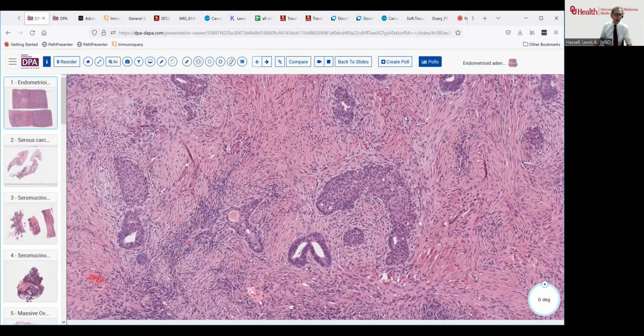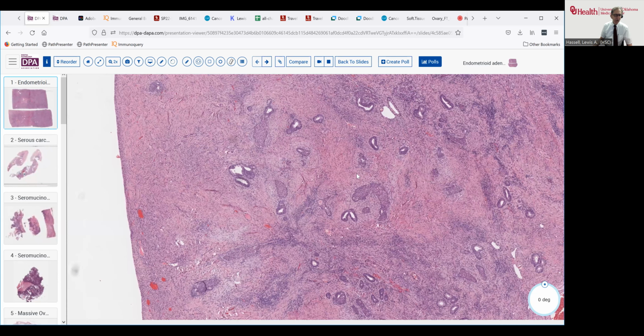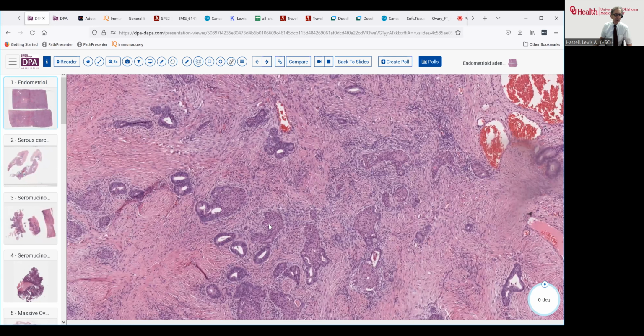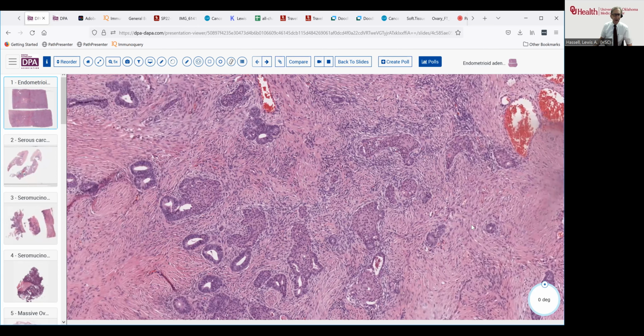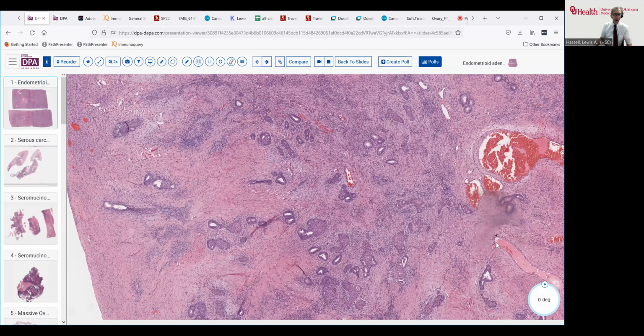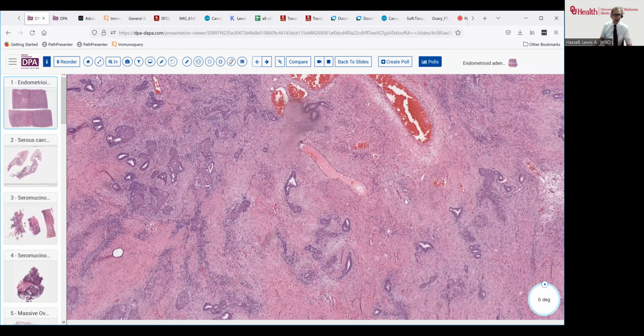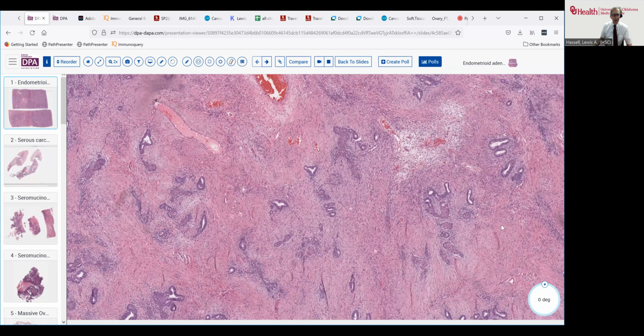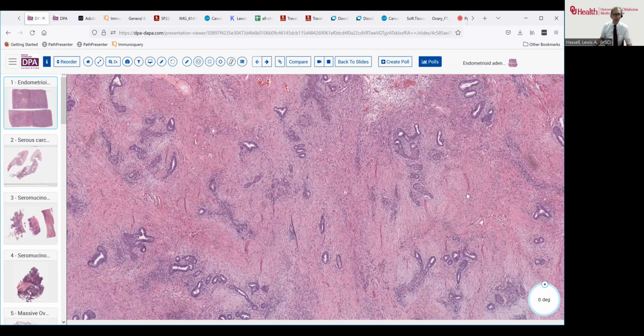Now, how could we distinguish this from endometriosis? Well, there are a couple of features that I think help to distinguish it. One is that you don't see evidence of cyclic changes. That is, you don't see areas where the glands have sloughed and hemorrhage has occurred, and so you get a lot of histiocytes and hemosiderin deposition. I don't know why these glands don't seem to cycle quite like normal endometrioid glands or endometriosis, but it's pretty evident that they don't have that change.